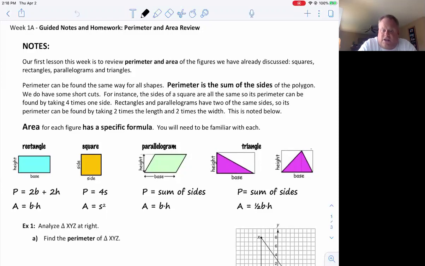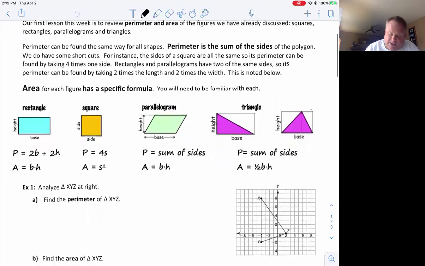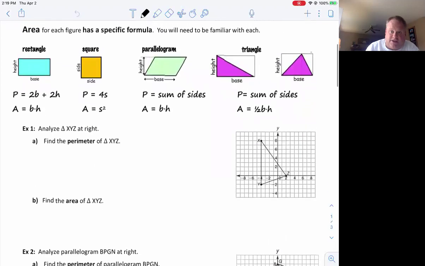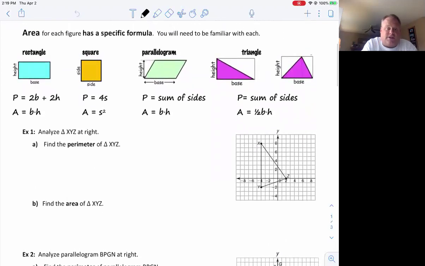The formula for the perimeter of a triangle is simply adding up all 3 of the external sides, the outside sides. And remember, area for each figure has a specific formula. You'll need to be familiar with each one. They're listed there for you in nice bright colors so you can see them. All right, so let's go ahead and look at example number 1.